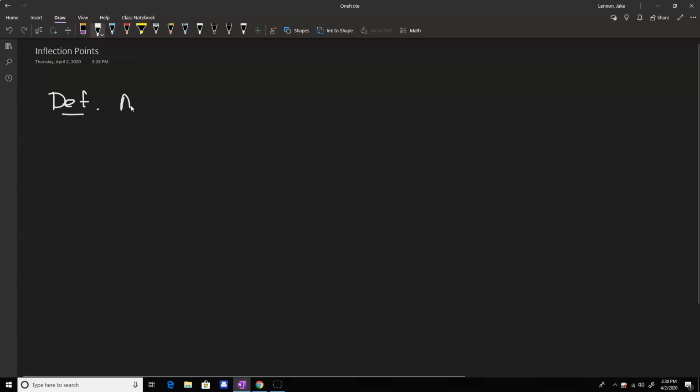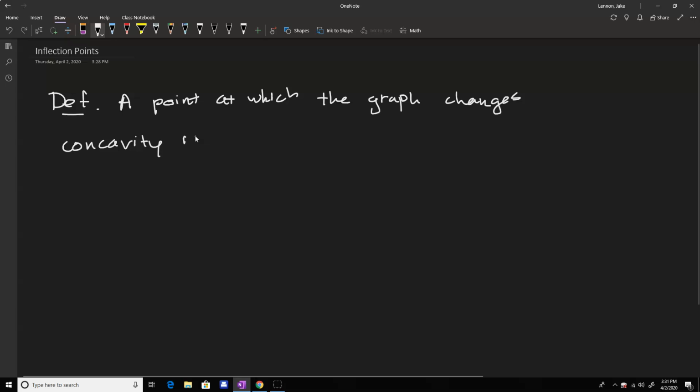So a point at which the graph of a function changes concavity is called an inflection point.